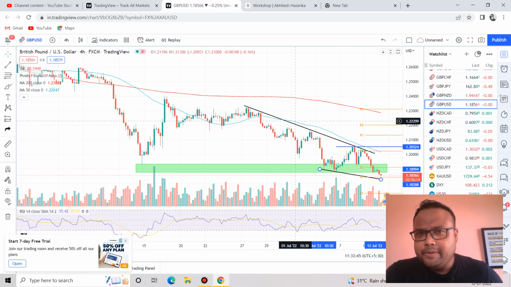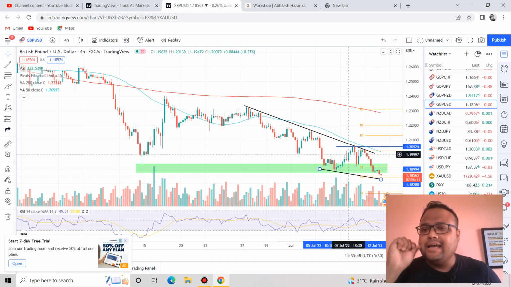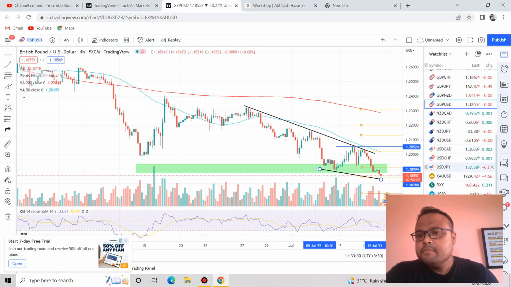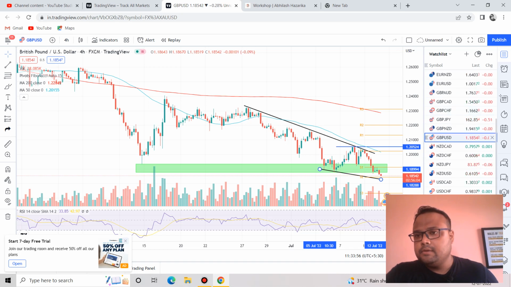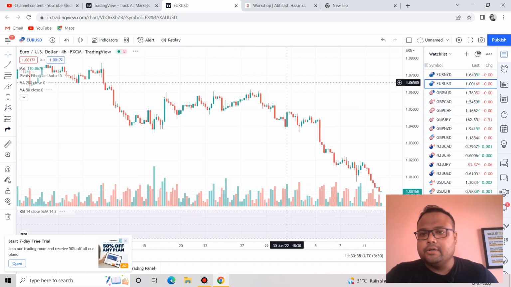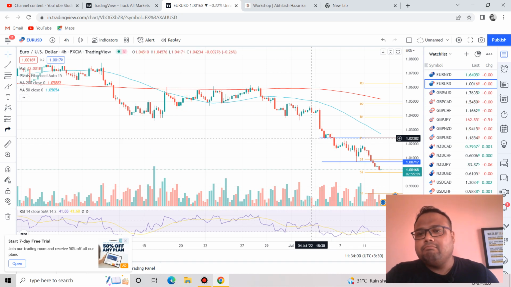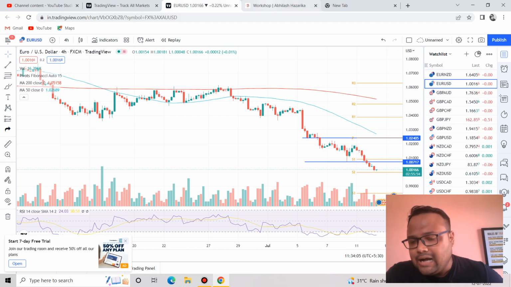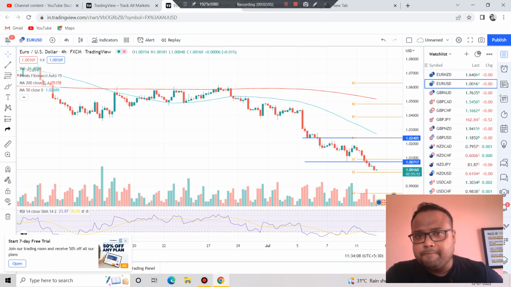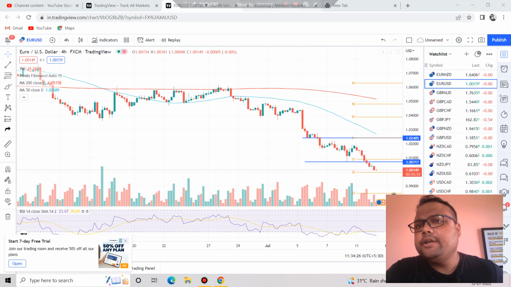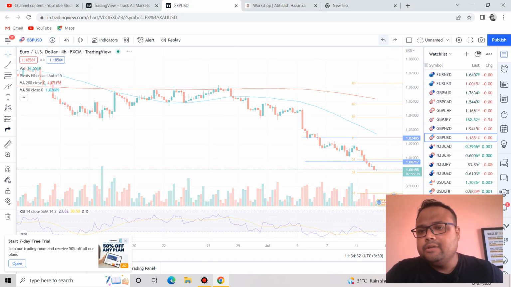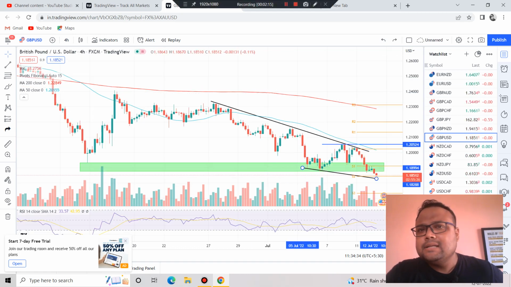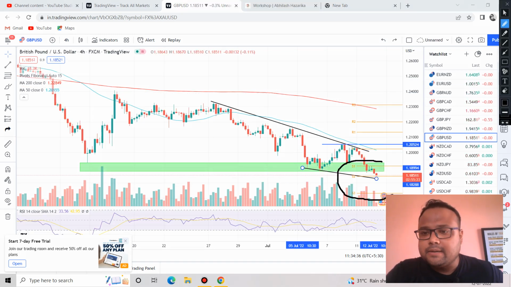Now let's talk about GBP/USD. The most important thing that I have observed about GBP/USD is that if you compare the chart with Euro/USD, then you will see that the fall is much higher in Euro/USD. And if we try to analyze the body language of GBP/USD, then we will see that GBP/USD is still trading near the support only.